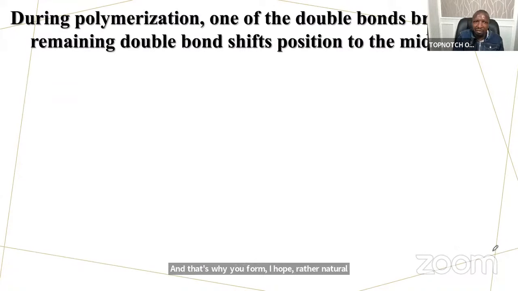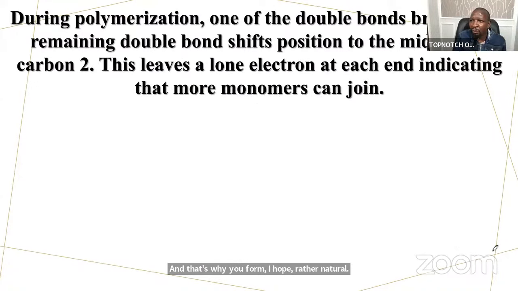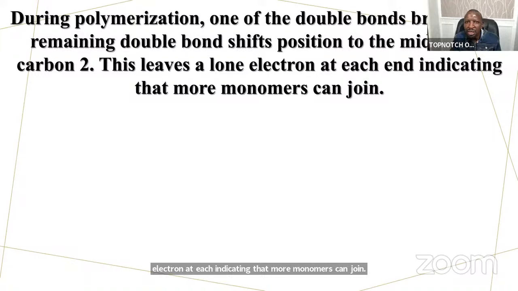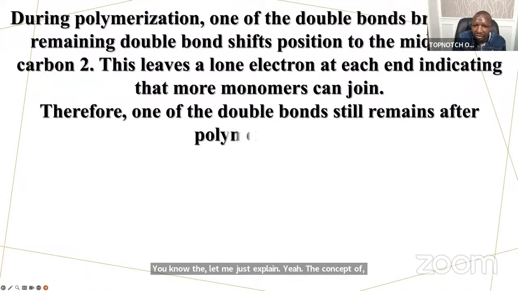Look here. During the polymerization of rubber, one of the double bonds breaks, and the remaining double bond will shift its position to the middle, on carbon 2. This leaves a lone electron at each end, indicating that more monomers can join. Therefore, one of the double bonds still remains after polymerization.